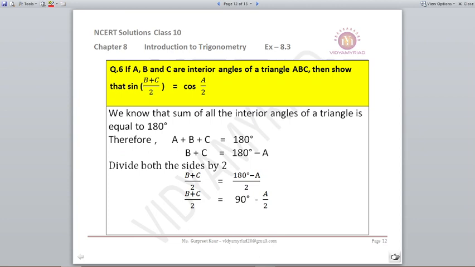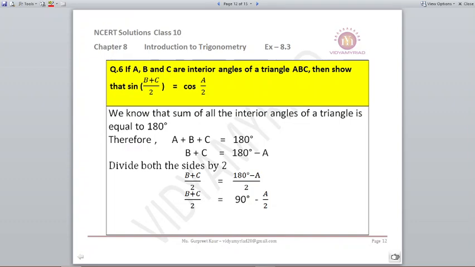If A, B and C are interior angles of a triangle ABC, then show that sin ((B plus C) upon 2) is equal to cos (A upon 2). Now we know that sum of the interior angles is 180 degrees. So A plus B plus C is equal to 180 degrees. So now B plus C is equated with A. So B plus C is equal to 180 minus A.